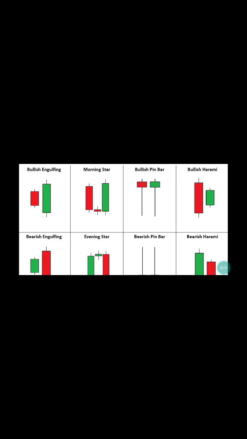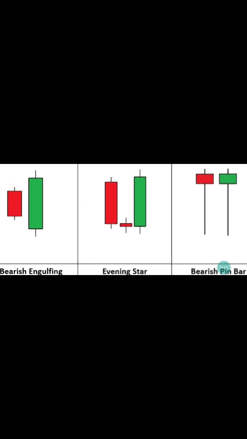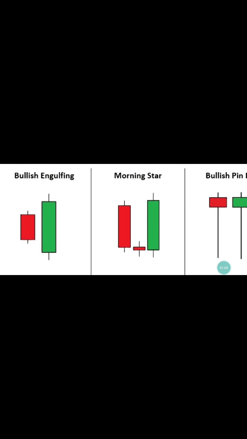So I will quickly go over what I'm going to teach in this class. I want you people to know how to identify them in the chart and how to trade them in the market. So let's get started. I will not waste your time. I will start explaining the bullish ones.